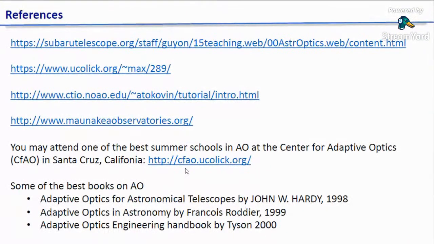And these are some references. If you want to study adaptive optics in much detail, I would prefer this book, Adaptive Optics by Hardy. That's a very good book. They start from scratch, from the beginning, from the basics, and this is a good book to refer.